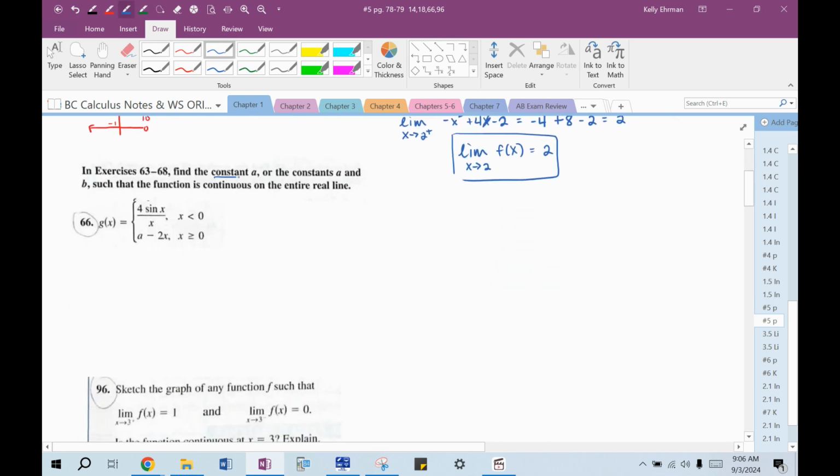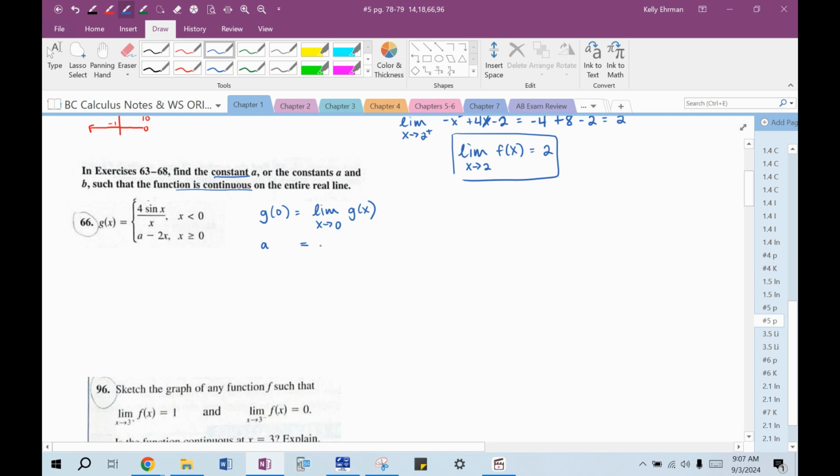We want to find the constant a such that the function is continuous. So remember, for continuous, that means, by definition, that because the split's at 0, g of 0 has to equal the limit as x approaches 0 of g of x. I always start by writing out that definition. G of 0 would have me plug 0 into the bottom piece, so that's a minus 0, so that's just a. And then the limit would come from the other piece.